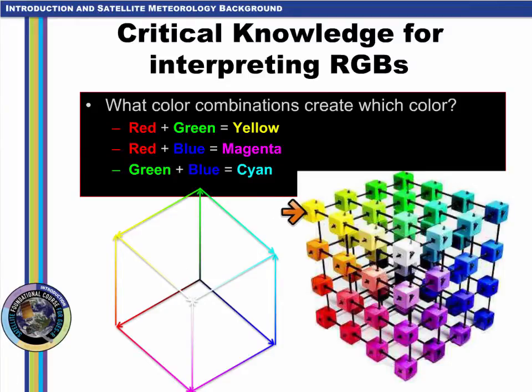Yellow, which is red plus green with no blue. Cyan, which is green plus blue with no red. And magenta, which is red plus blue with no green. All colors can be found in the color cube based on the 3 color combination. For example, orange is a lot of red plus some green and no blue. Knowing how different colors are created will help your interpretation of RGB imagery.